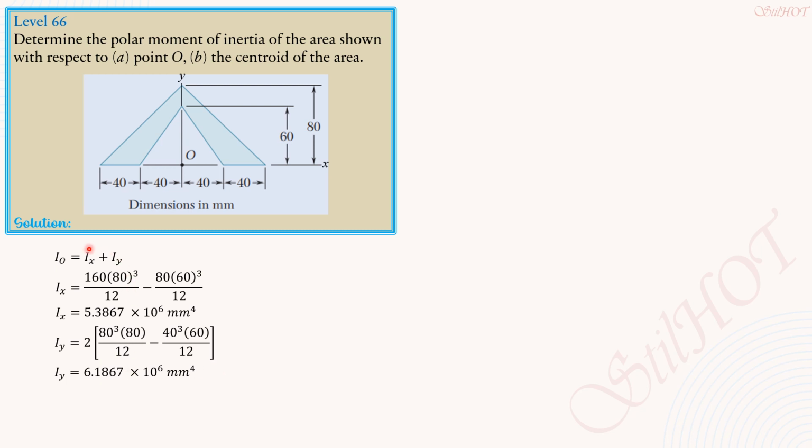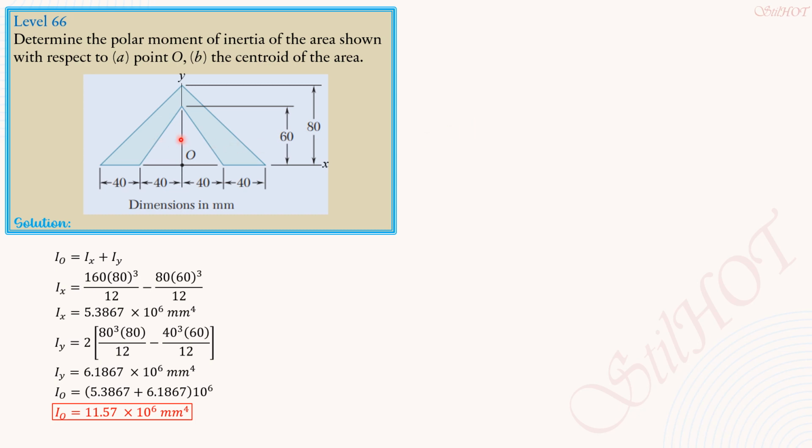From here, we can now solve IO, Ix plus Iy. So 5.3867 plus 6.1867 times 10 to the 6 is equal to 11.57 times 10 to the 6 millimeter to the fourth.